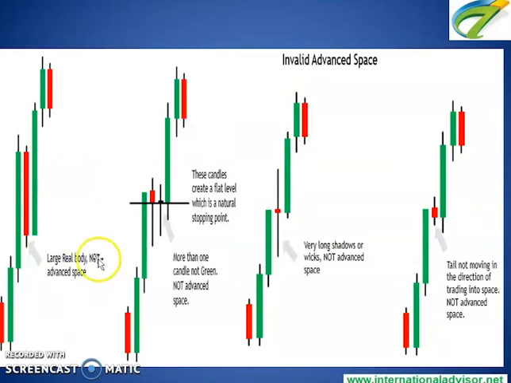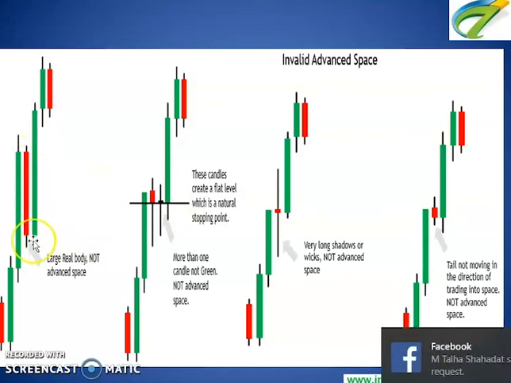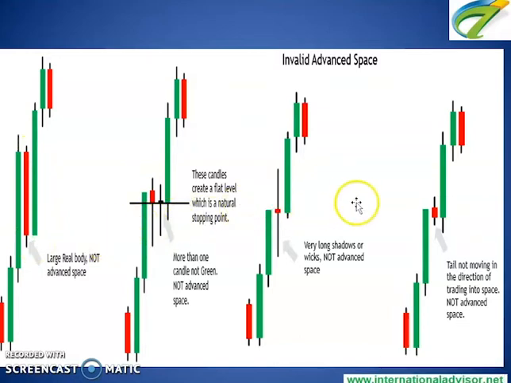But it becomes invalid if there is more than one candle of the opposite color, or the retracing candle of opposite color has a large real body, or there is another option, it has a very long shadow.